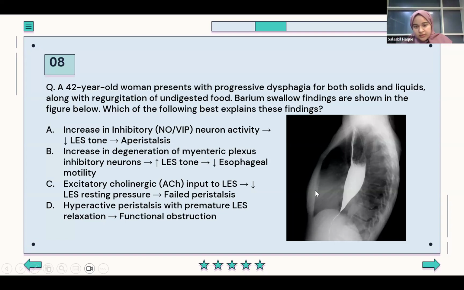This is a classical finding seen in achalasia, and above this constriction you will see a proximal dilation of the esophagus because of the accumulation of food. So the answer here is B. You have degeneration of inhibitory neurons, which increases the lower esophageal sphincter tone, which decreases esophageal motility, and this is why you see this dilation.